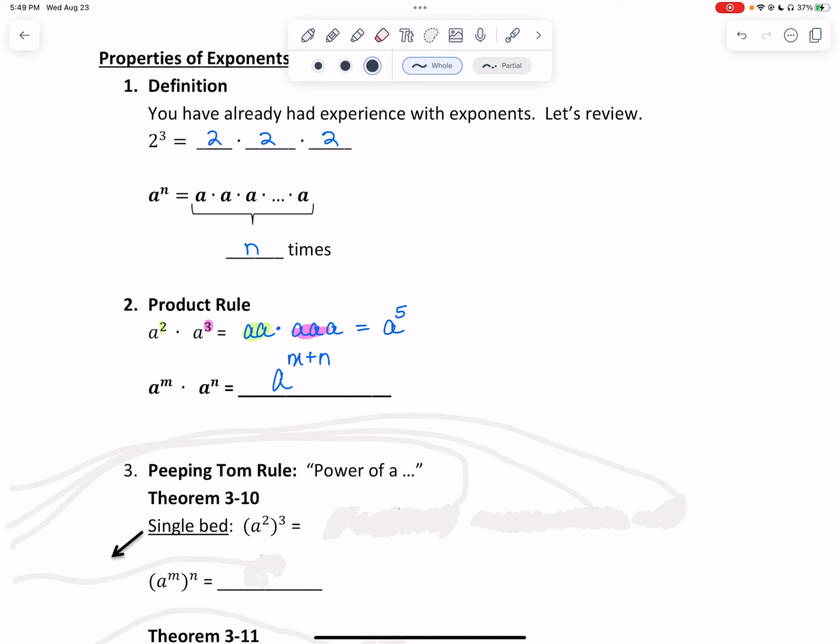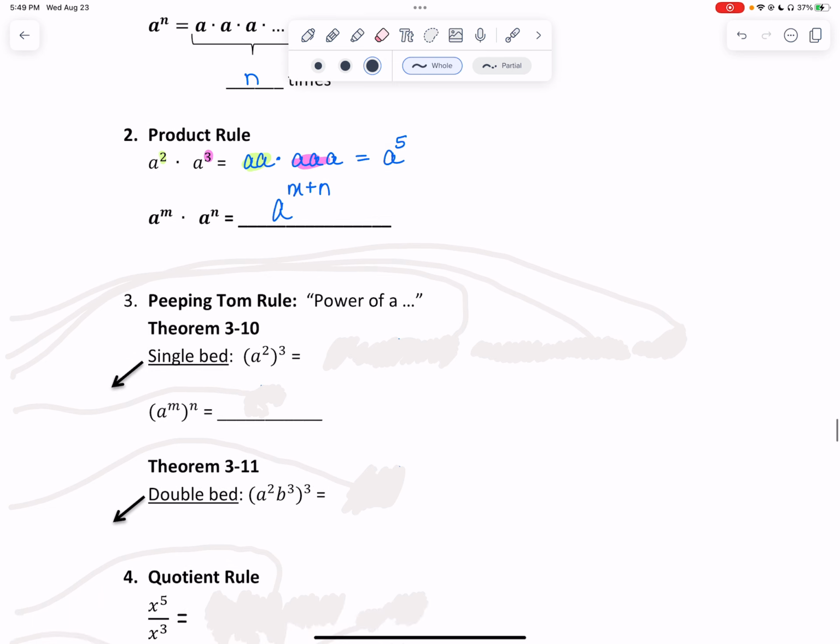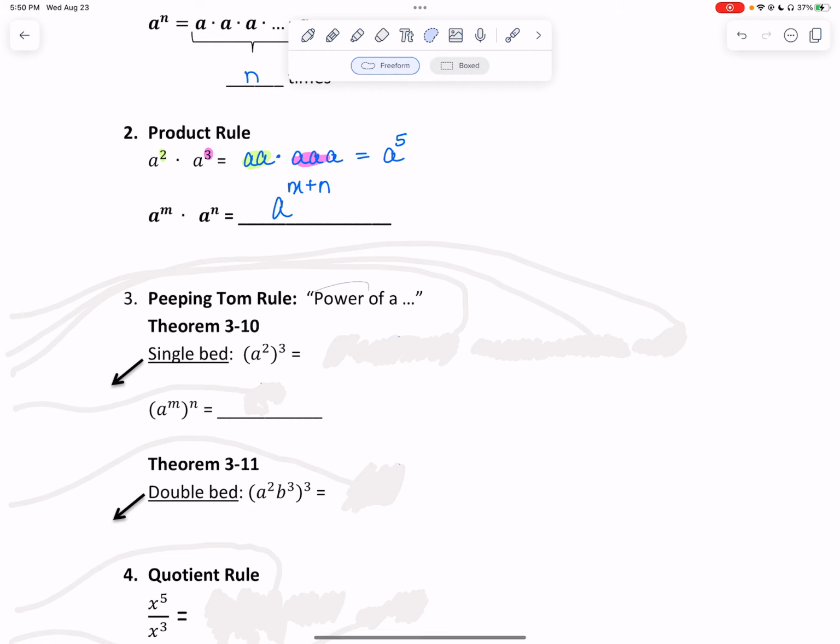Now, the next one, I call it the peep and Tom rule. No one else calls it the peep and Tom rule. It's called the power of a something. There's the power of a power, the power of a product, and the power of a quotient. Okay, it is all the same rule. So I just call it the peep and Tom rule.